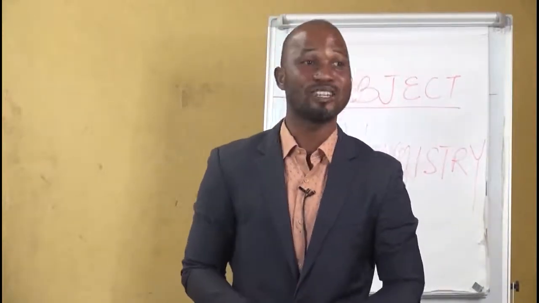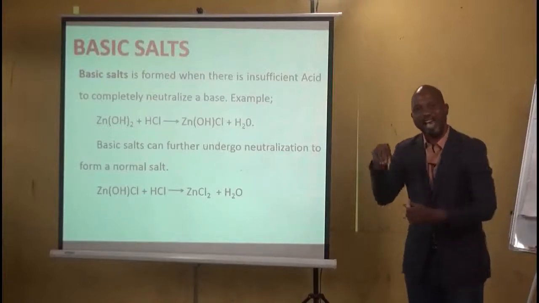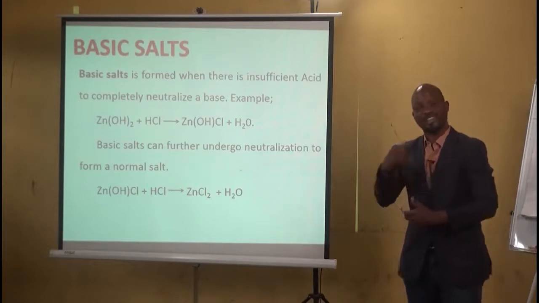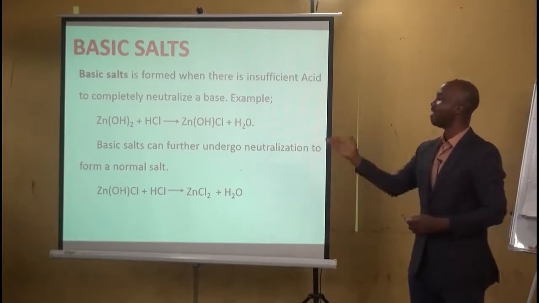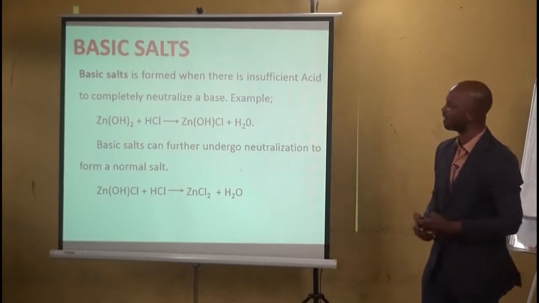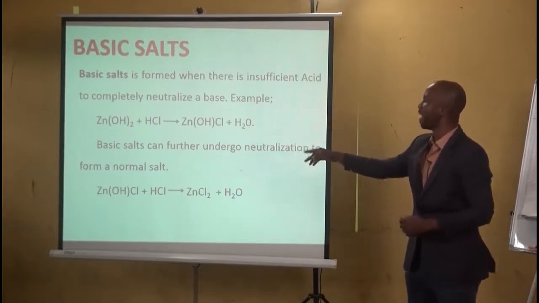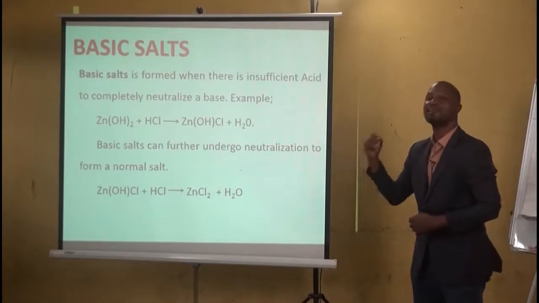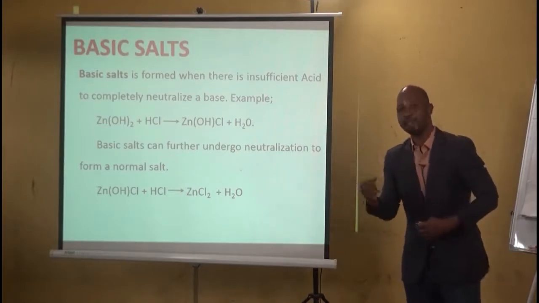Now, the next type of salt is a basic salt. Like the name implies, it's formed when there is insufficient acid to completely neutralize the base. If you look at the example I have here, I have zinc hydroxide. Now, the hydroxide, which is the OH group, is the characteristic of the base, such that if chloride replaces one OH, you have zinc hydroxide chloride. And that hydroxide in the salt makes it a basic salt, meaning that the salt still has a quality of base in it.